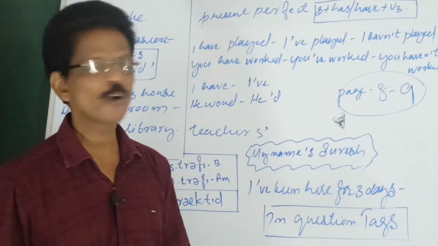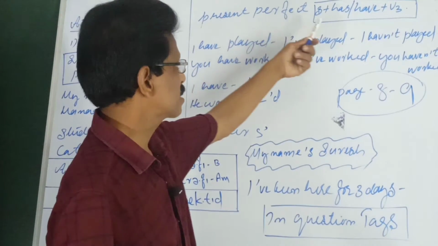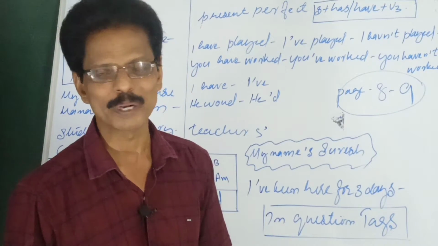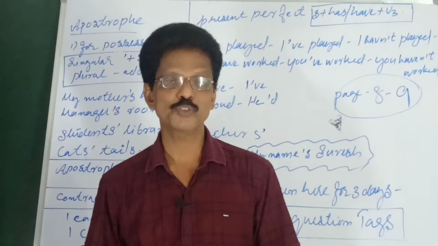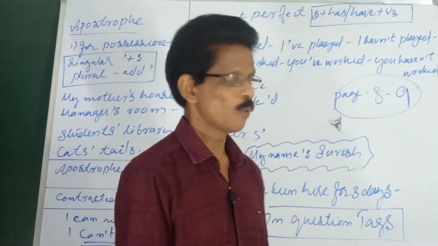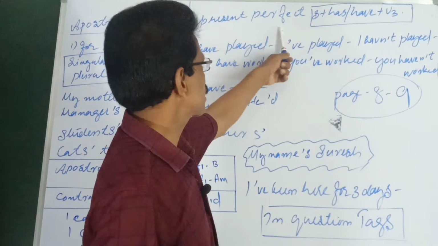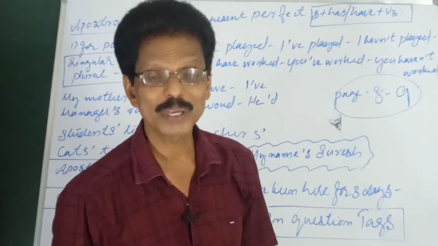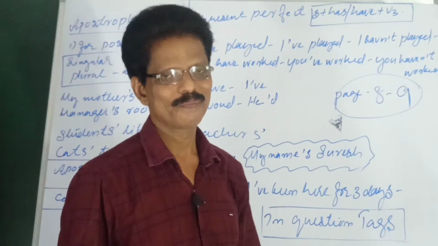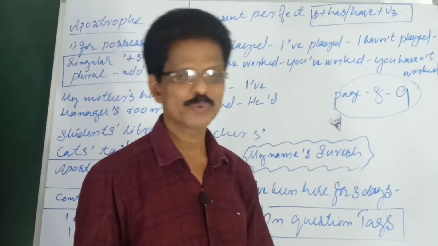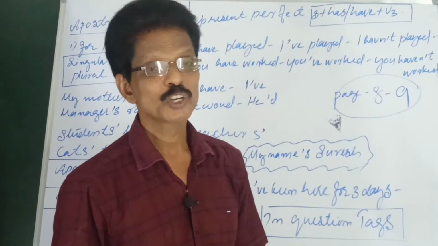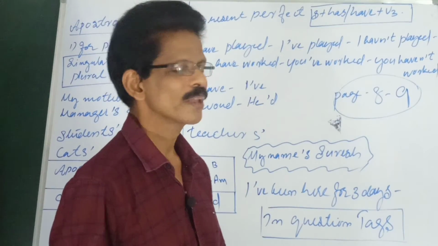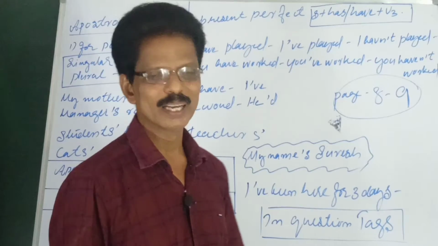Okay, now it is used in perfect tense. Let us see how perfect tense is formed. Perfect tense is formed, you know it now. What is that? Present perfect means has or have plus V3. Past perfect means had plus V3. Future perfect means should have or would have plus V3. We deal here with present perfect.